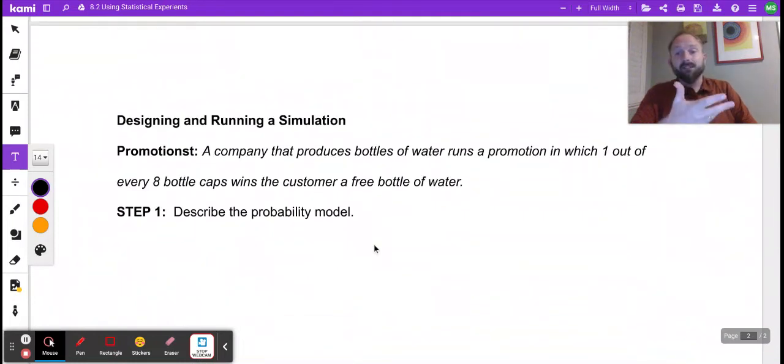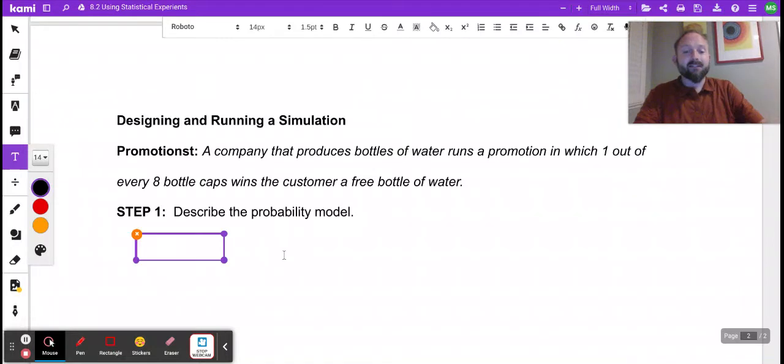So, designing and running a simulation. Sometimes we have a couple of steps. Promotions: a company that produces bottles of water runs a promotion in which 1 out of every 8 bottle caps wins the customer a free bottle of water. So now we're going to describe the probability model. There are 2 outcomes. So let's write this out. There are 2 possible outcomes.